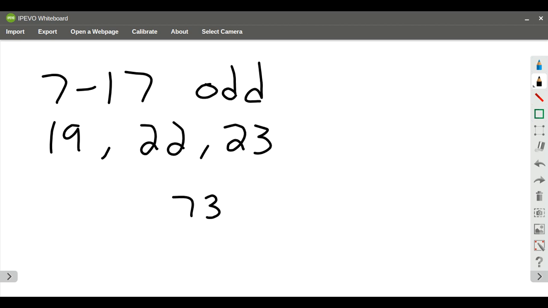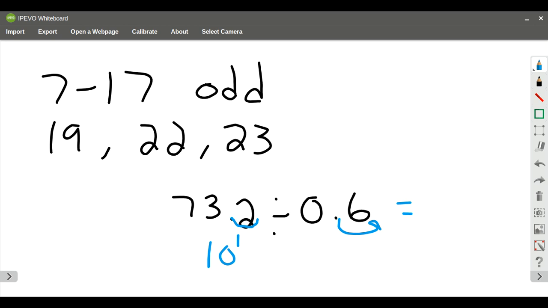So I have 73 and 2/10 divided by 6/10. And it says, write the power of 10 you'd multiply by the divisor to make it a whole number, then write the equivalent problem. So here I would move the decimal. Let me change colors. I'm going to move the decimal 1 time to the right. That's going to be 10 to the first power. And so then I'm going to move this decimal 1 time to the right. So the equivalent problem is going to be 732 divided by 6. Okay, so I actually did that problem backwards.